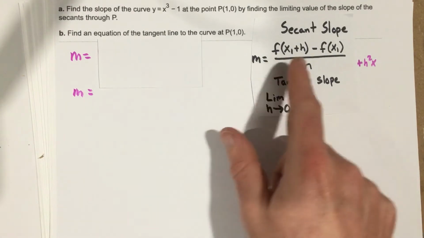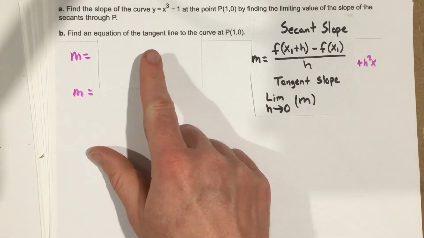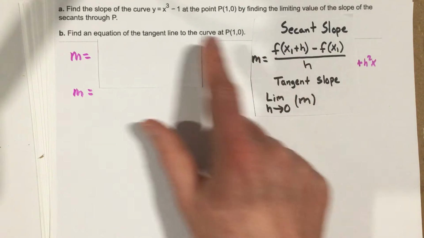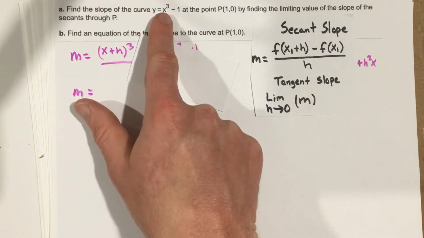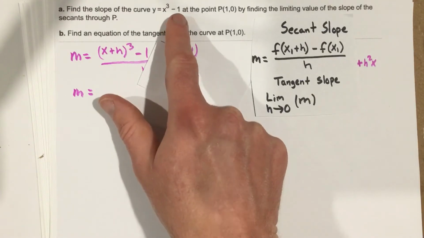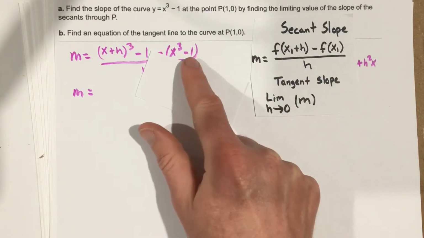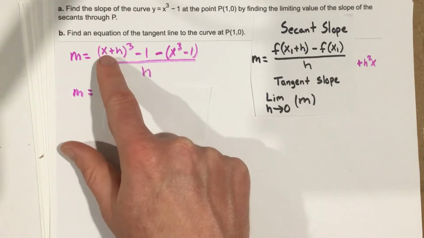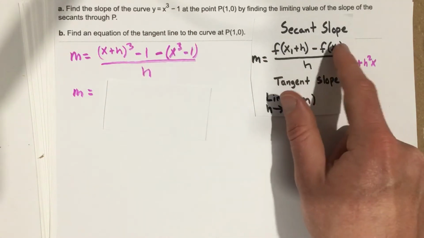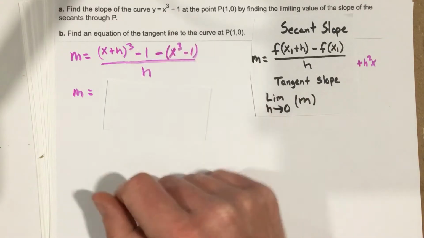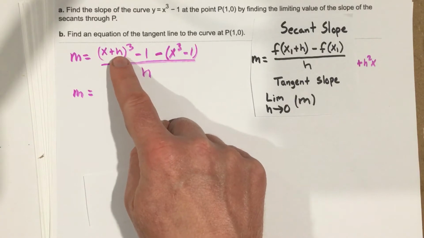So the first thing we want to do is use this equation with this function here, this curve. So we start by taking x plus h, plugging into the function, and when you plug it into the function, you get (x+h) cubed minus 1, and then minus the function itself, x cubed minus 1, and that's all over h. So it's (x+h) cubed minus 1 minus f(x), which is just x cubed minus 1.